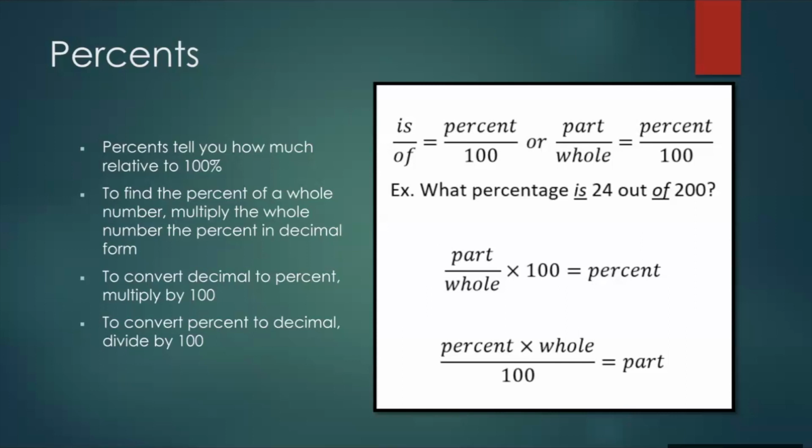So you can think of it as part over whole equals its percent over 100. Or you can think of it as part over whole, so 24 over 200 times 100 equals the percent. You can also think of it as percent times the whole divided by 100 equals the part, depending upon what you are looking for in this equation. If you were trying to get to the 24 and weren't given that number, you would use the last equation at the bottom to solve for it. If you were given 12% and the 200, you would put 12% times 200 divided by 100, and you would get 24.